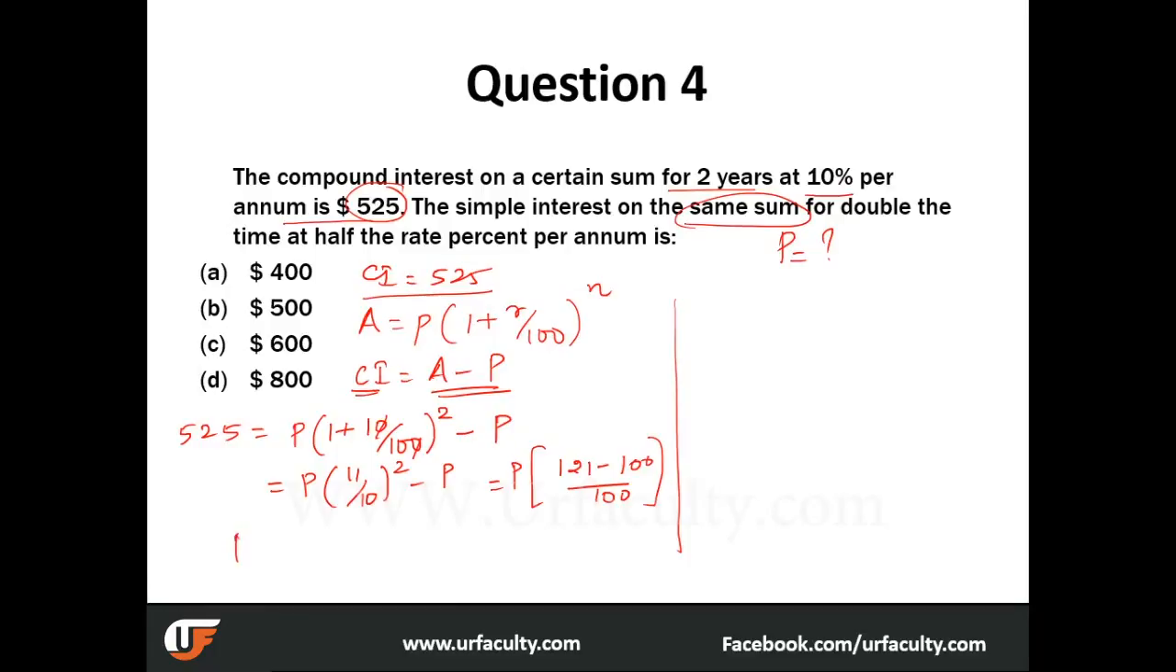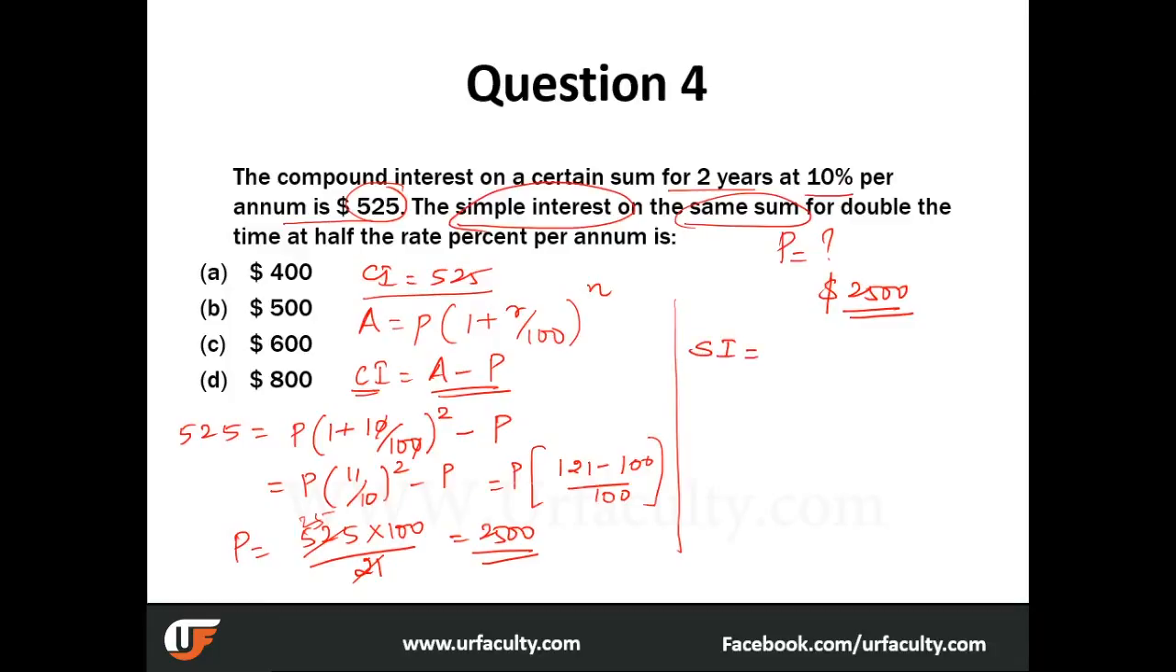We are left with P is equal to, I take it to the other side, 525 into 100 by 21. And you get 5 off and 25, and you get 2500 as the principal, right? So you now know that the principal is equal to 2500. Okay, and what are we supposed to find? The simple interest on the same sum.